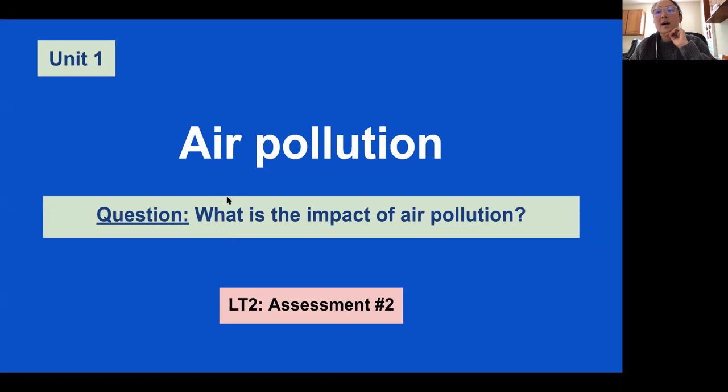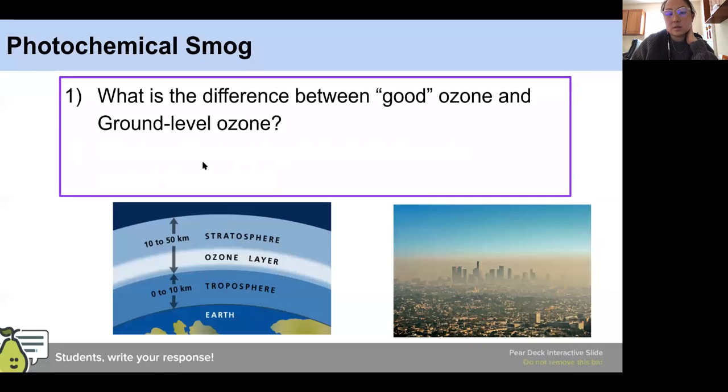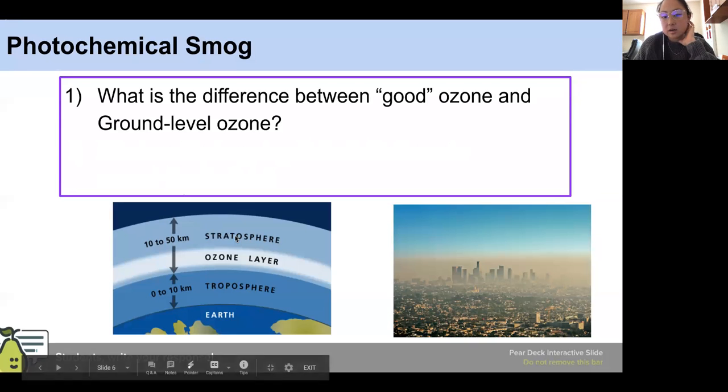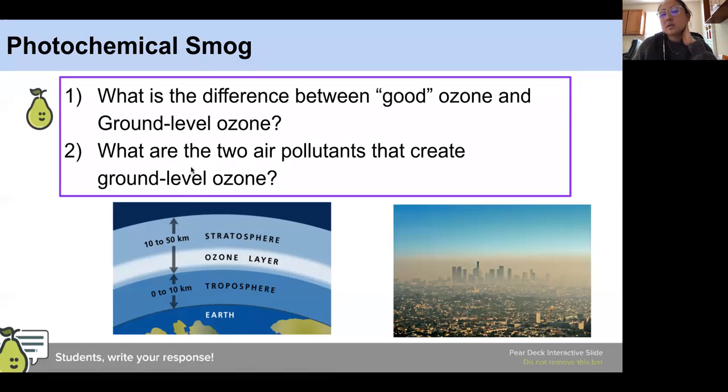As we get into it more, we're going to be doing assessment number 2, in which you'll be demonstrating to me your knowledge on the impact of air pollution. All right. So I asked 2 questions about photochemical smog. The first one is, what is the difference between good ozone and ground level ozone? I put a picture here to remind people. And what are the 2 air pollutants that create ground level ozone?